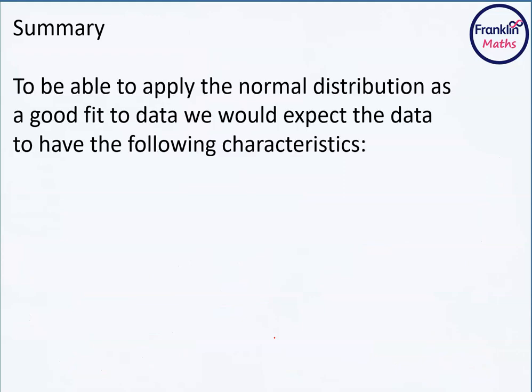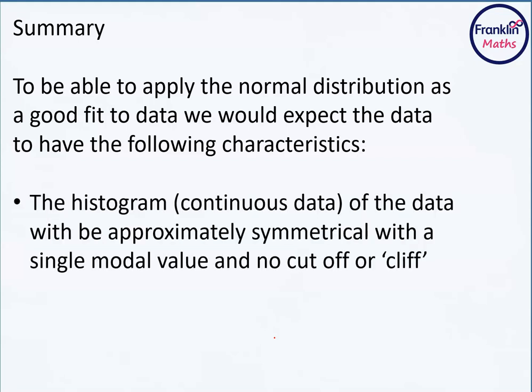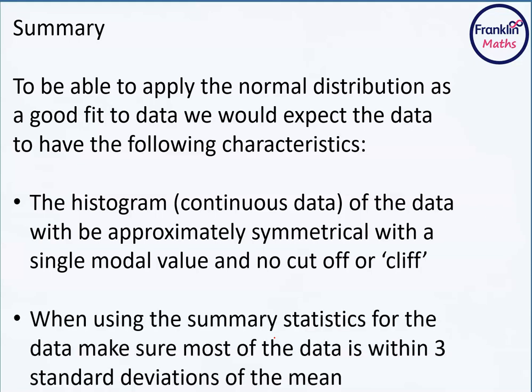Okay, so to summarize those couple of bits and pieces there, if you want to apply the normal distribution, this is what we'd expect to see. So we'd have a histogram which is approximately symmetrical with a single mode. There's no sudden drop off, or what I call a cliff. And if you're using summary statistics, make sure that most of the data is within 3 standard deviations of the mean. Okay, and that was something that we looked at as well in the first year in terms of outliers.